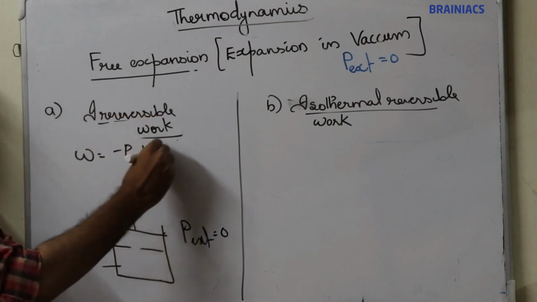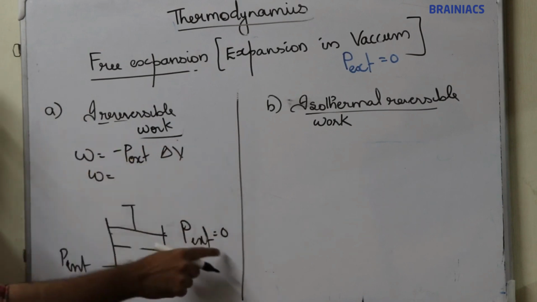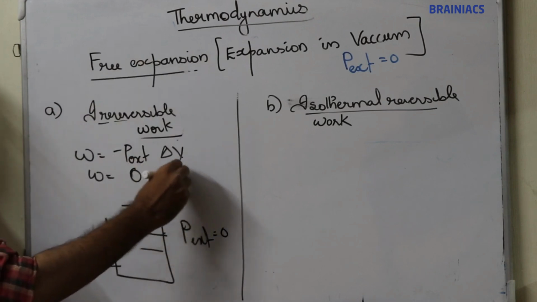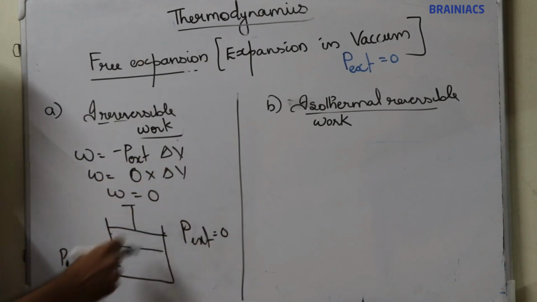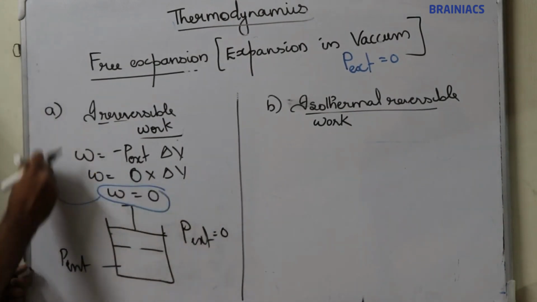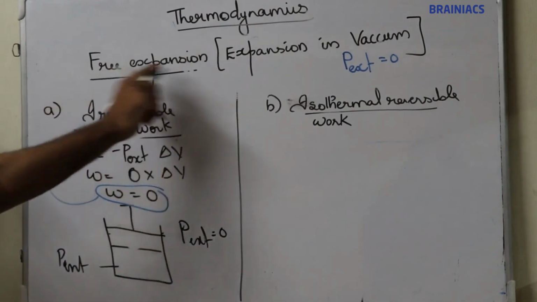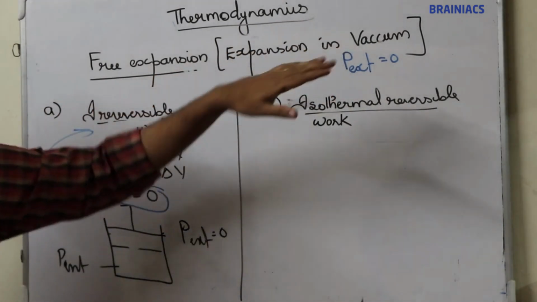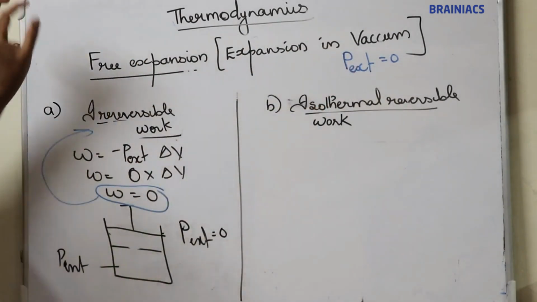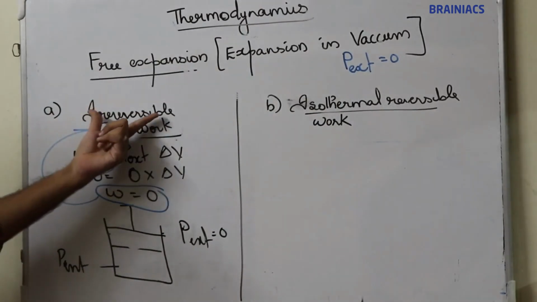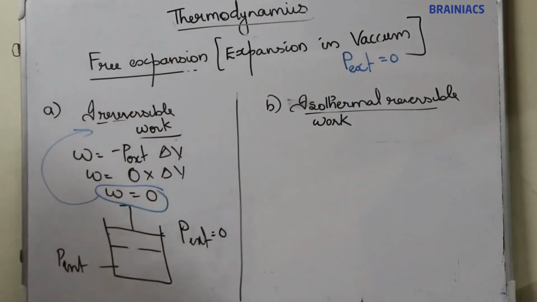Minus P external into delta V, that is W is equal to minus P external into delta V. Here in the case of free expansion, external pressure is equal to 0, so 0 into delta V, that is W is equal to 0. So work is equal to 0. Work will be equal to 0 in the case of irreversible work under free expansion condition, that means expansion in vacuum. So irreversible work will be equal to 0.